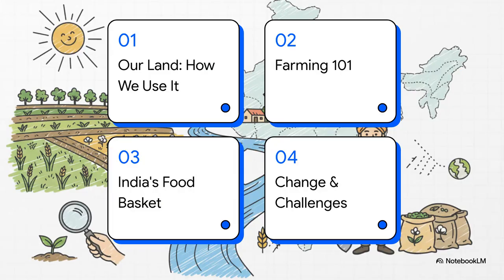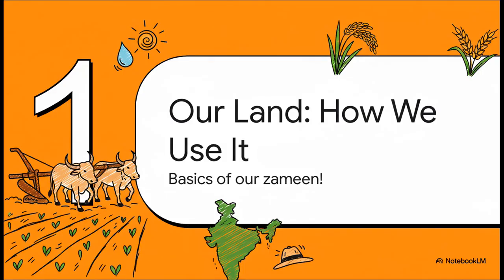All right, so we're going to break this chapter down into 4 simple parts. First up, how we actually use our land. Then we'll get into Farming 101, the different seasons and types. After that, a quick tour of India's biggest crops. And finally, we'll look at the big picture, the changes and challenges our farmers are facing. See, following this structure will make it so much easier to remember everything for your exams. Okay, let's get started with part 1.